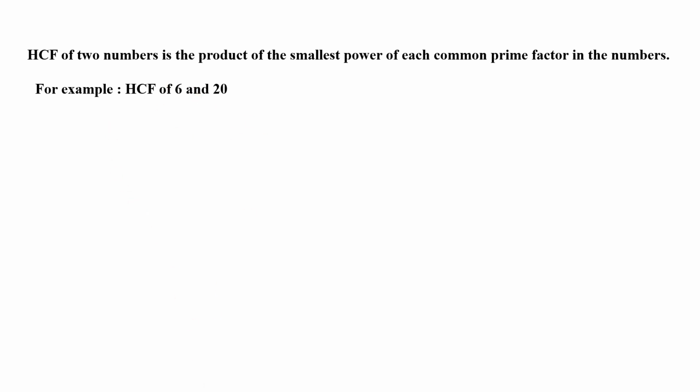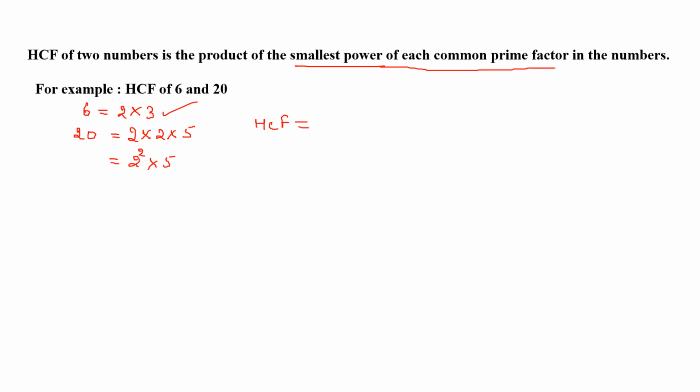If I factorize 6, the prime factors will be 2 into 3. And for 20, the prime factors will be 2 into 2 into 5, which I can further write as 2 square into 5. Now according to the definition, the HCF of two numbers is the product of the smallest power of each common prime factor. If you see 2 into 3 and 2 square into 5, I can find only one common prime factor, which is 2.